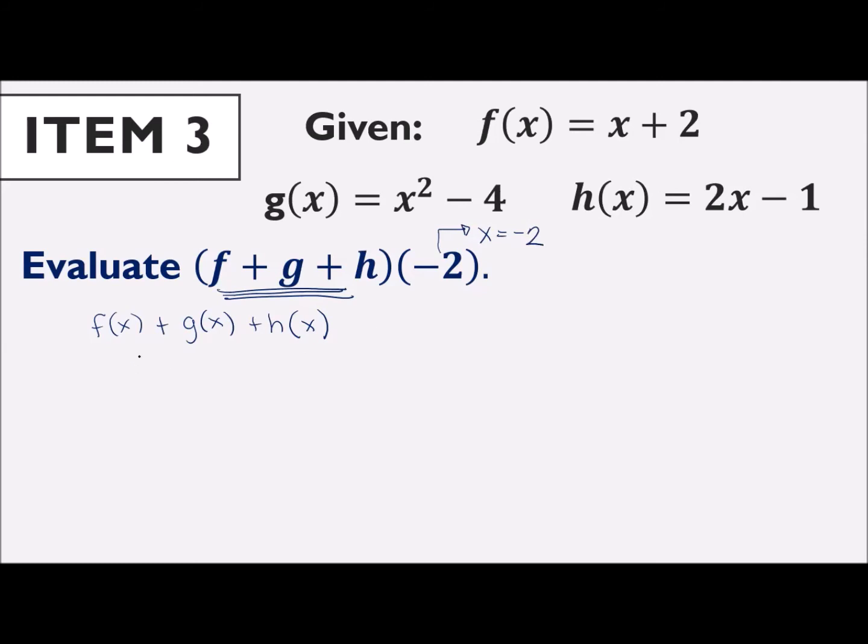Okay? So, si f of x ay x plus 2. Si g of x naman ay x squared minus 4. And then si h of x naman is 2x minus 1. So, simplify natin. So, combine like terms ulit.